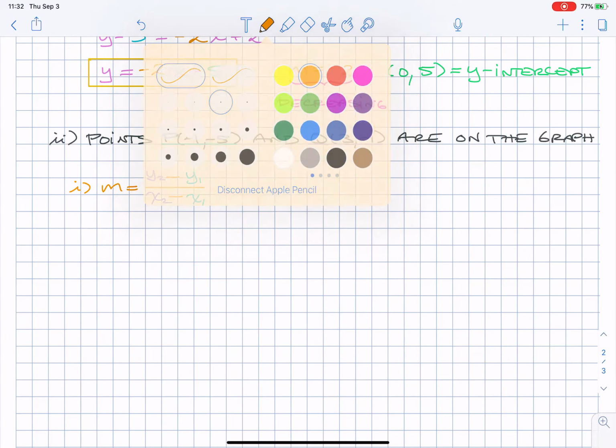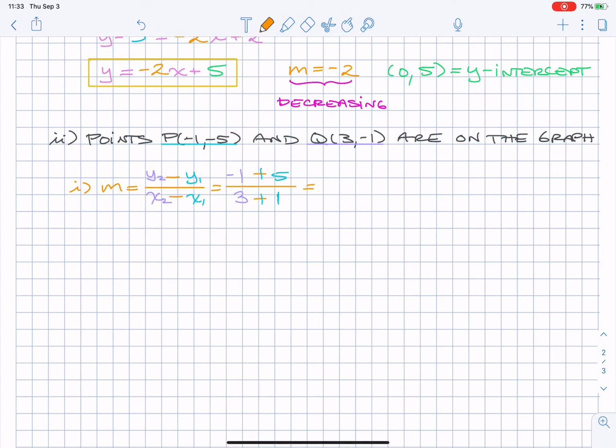Okay, so we have y2 minus y1 over x2 minus x1. And what that gives us then will be, see, the second coordinate has a -1 for y and a 3 for x, whereas the first coordinate has a -5 for y and a -1 for x. So notice my negatives, 2 negatives make a positive. So what do I have here? I have 5 minus 1, or 4, in the numerator over 4. So my slope is 1.